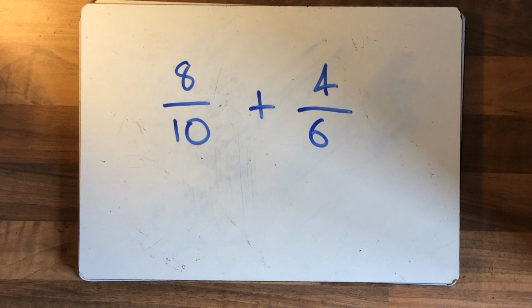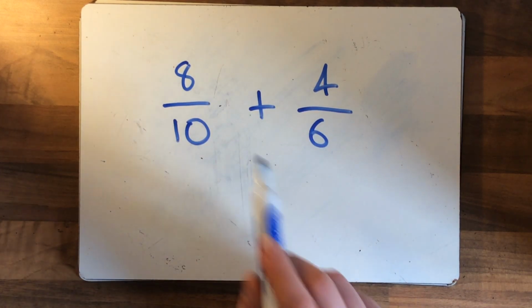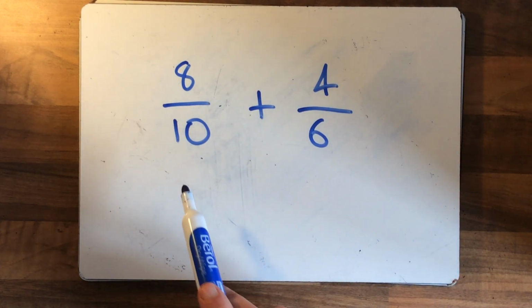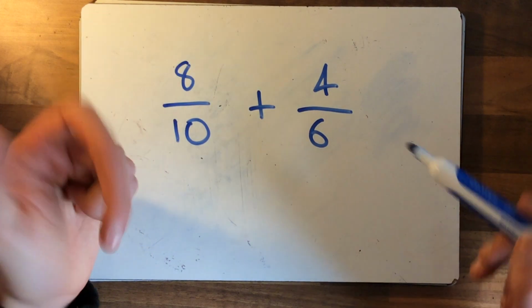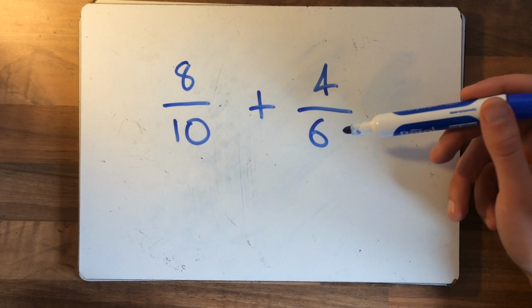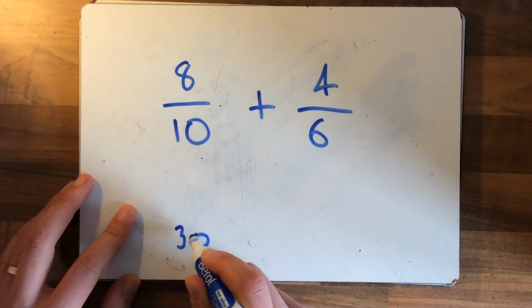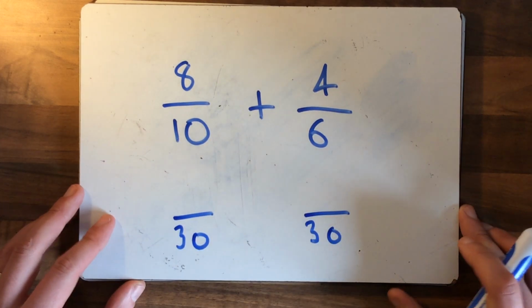Okay, so we need to get these denominators to the same number. Now we could multiply 10 and 6 together to get us to 60, but there is actually a lower number that is in both the 6 times tables and the 10 times tables. Have a think about the tens: 10, 20, 30. Now I know that 30 is in the 6 times tables, so 30 is the lowest common denominator here. 30 is the lowest number that is in both of these times tables.